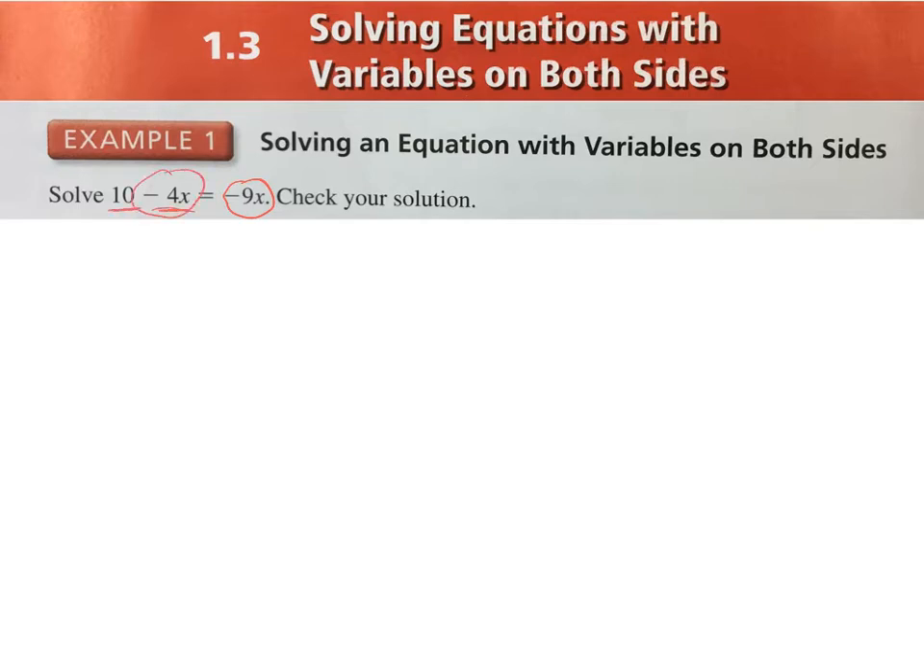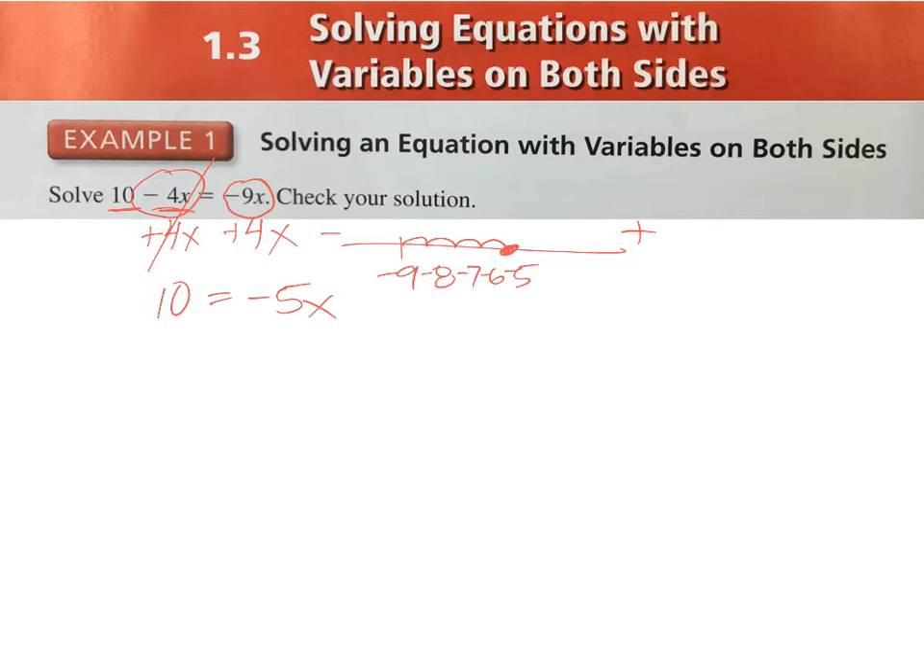So let's move this piece over to the right side. I have to do the opposite operation. I have to add 4x. So I get 10 equals negative 9 plus 4 is negative 5x. Once again, just use the number line if you have any issues with this. Start at negative 9, add 4. So you're going to the right. So that's negative 8, negative 7, negative 6, and then negative 5.